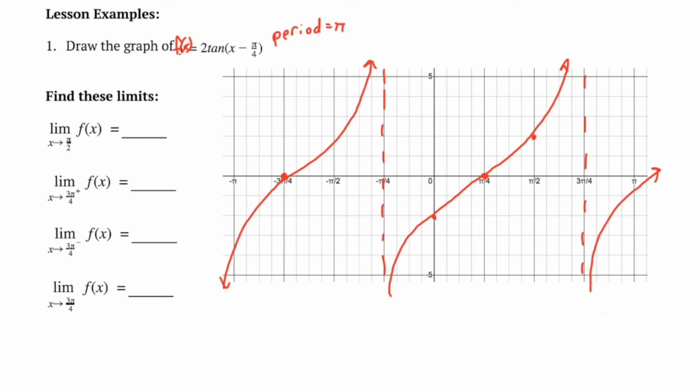So this is kind of a weird question to ask because there's nothing weird about that point. We could just say f of pi over 2 equals 2. But this next one gets a little trickier.